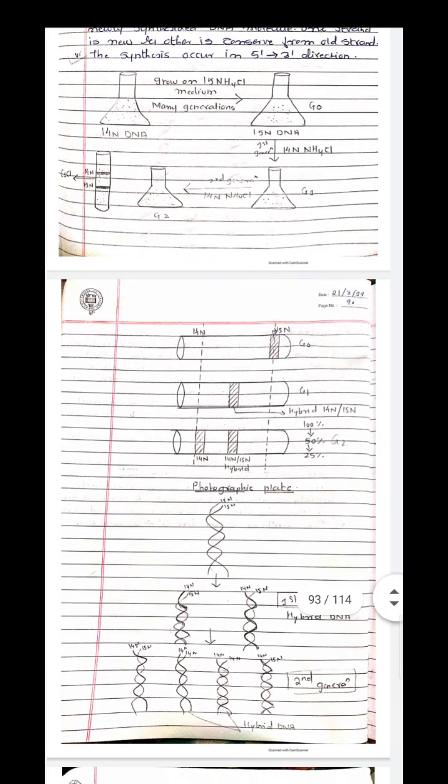They also made a photographic plate of this DNA, and you can see in the figure the 14N and 15N DNA. In G0 there is the 15N DNA. Then in the first generation, that is G1, they found the hybrid DNA. So this contains one old strand and one new strand.